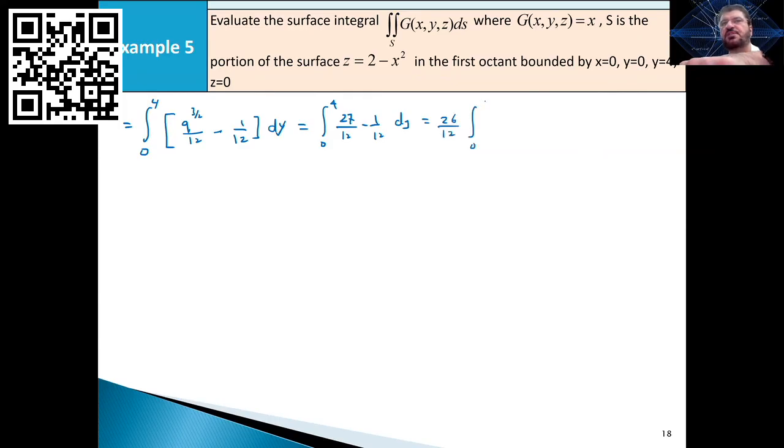The 26 over 12 goes out, leaving the integration from 0 to 4 of dy. And what is this equal to? 26 over 12. What's the integration of dy? It's y from 0 to 4. Put the 4, you get 4. So the answer is 26 over 12 times 4. The 12 with the 4 gives a 3, so you have 26 divided by 3. This is the answer for this surface integral.